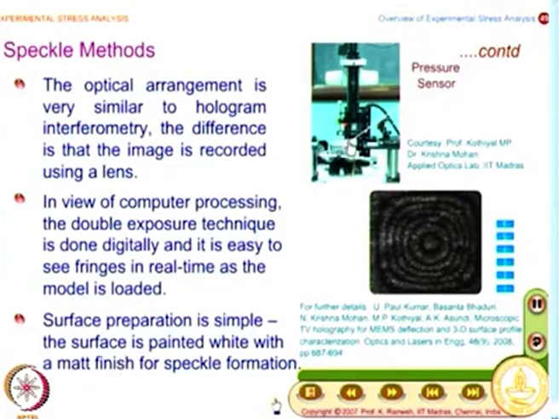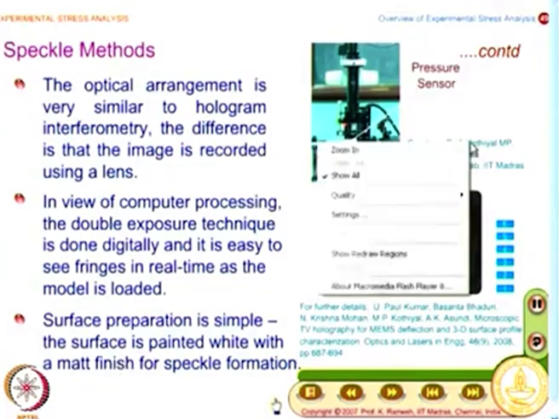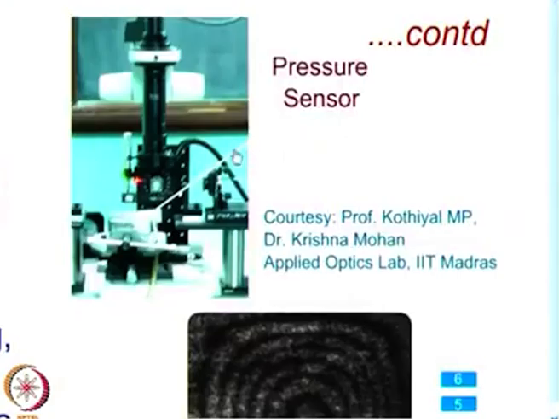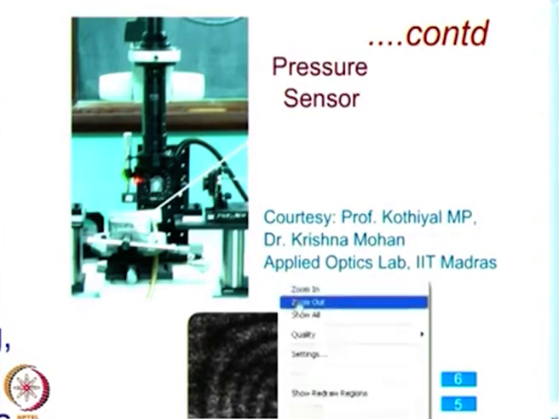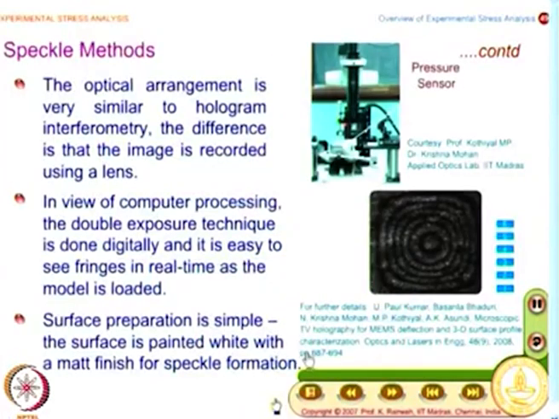And we can also have a look at the close up view of this. This is actually a microscope which is used, and you have a pressure sensor which is very, very small, and you see the fringe pattern of this. This was done in Professor Kothiyal's lab, Applied Optics lab, IIT Madras. And if you want to have further details, you can go to this reference.